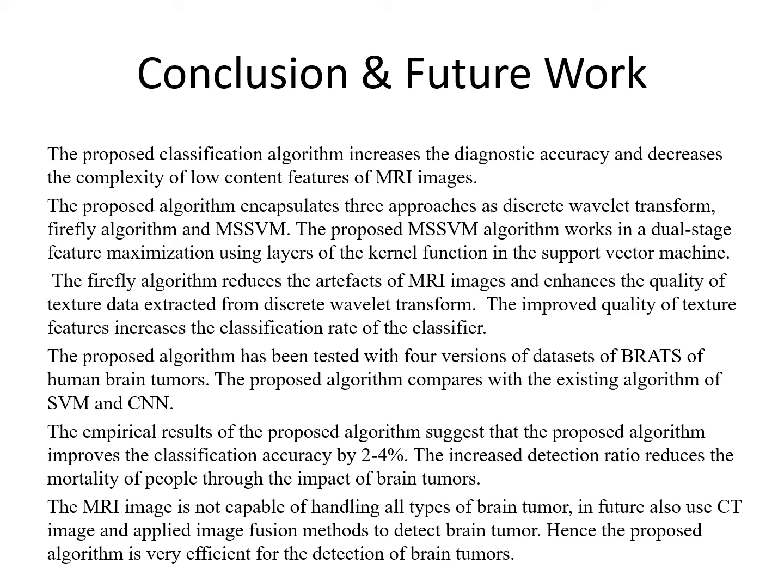So, conclusion and future work. If CNN, that is convolution neural network, fuses with the support vector machine, then better results will be obtained in future. Because here we have just used the multi-stage support vector machine, but if support vector machine fuses with the convolution neural networks and is applied on the BRATS data set from 2012 to 2015, then it will show better results of 2 to 4% in the future.